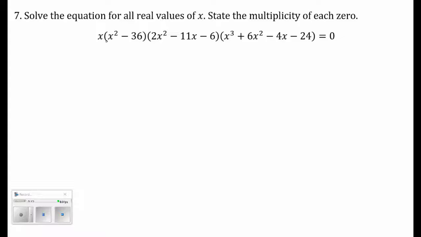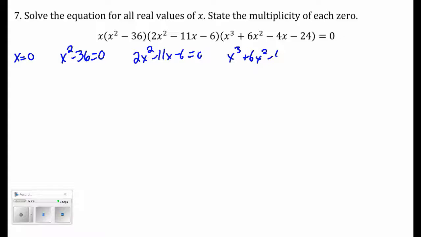But the zero product property says if I multiply a bunch of things together and get 0, one of those things has to be 0. So x equals 0, great. x squared minus 36 equals 0, 2x squared minus 11x minus 6 equals 0, or x cubed plus 6x squared minus 4x minus 24 equals 0. x equals 0, we're done. This is the difference of perfect squares, x plus 6, x minus 6 equals 0. So I have solutions of x equals negative 6 and x equals positive 6.